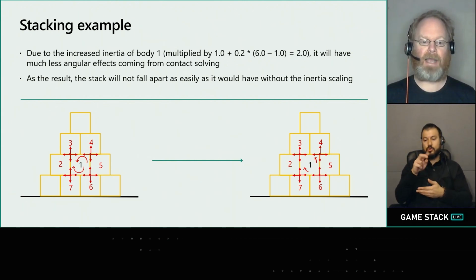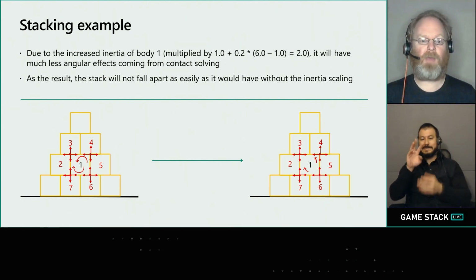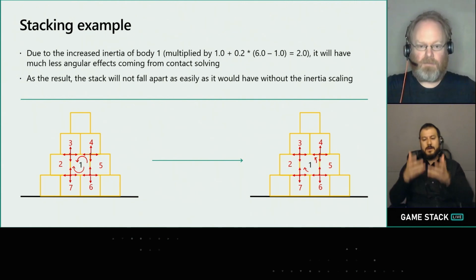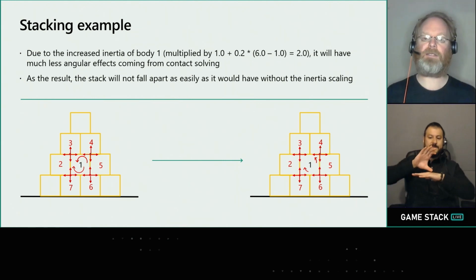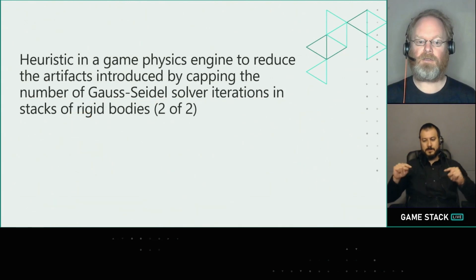So if we look at our stacked body, body 1 in the center there is contacting 6 other bodies. So we end up effectively doubling its inertia, and therefore subsequently reducing all of those angular effects that come from the contact points being applied at the corners of the box. So as a result, the stack shouldn't fall apart.